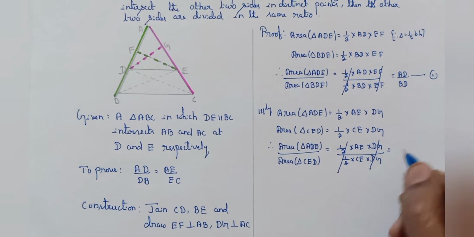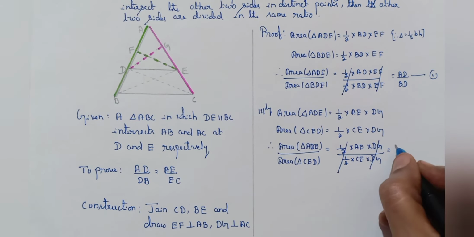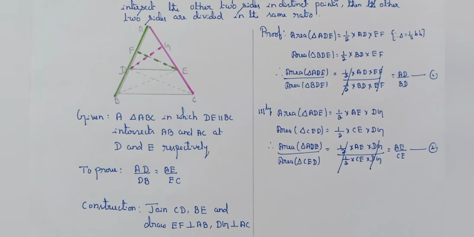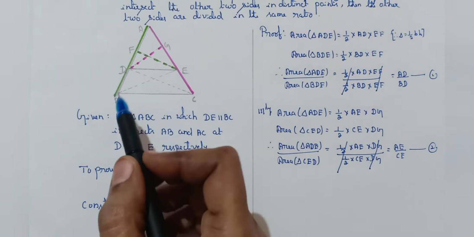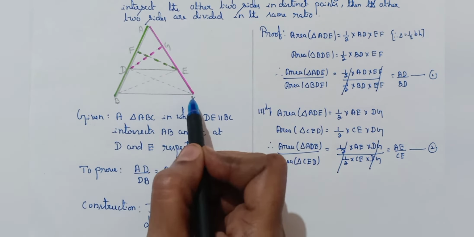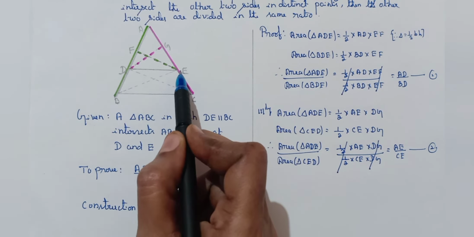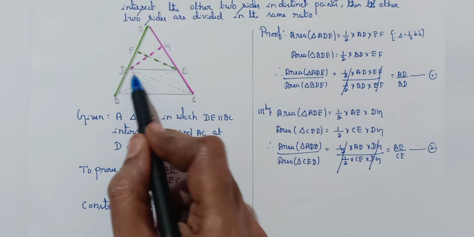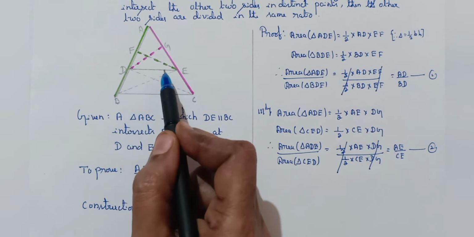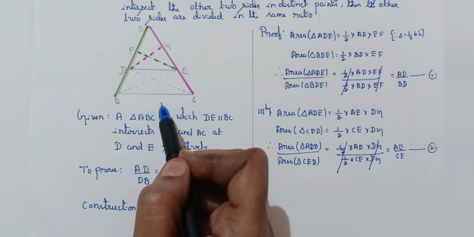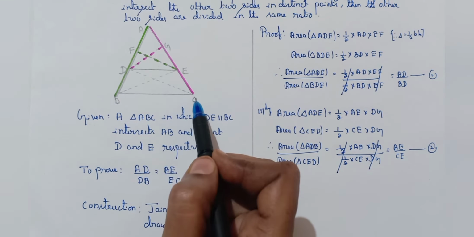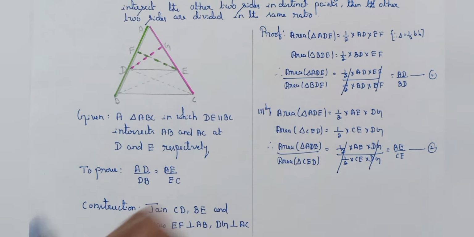So area of the triangle ADE by area of the triangle CED is equal to AE by CE. Consider this as equation 2. Now say the triangle BDE and CED. Both the triangles BDE and CED are on the same base DE and between the same parallels DE and BC. So the triangles which lie on the same base and between the same parallels are equal in area. So the area of the triangle BDE is equal to area of the triangle CED.